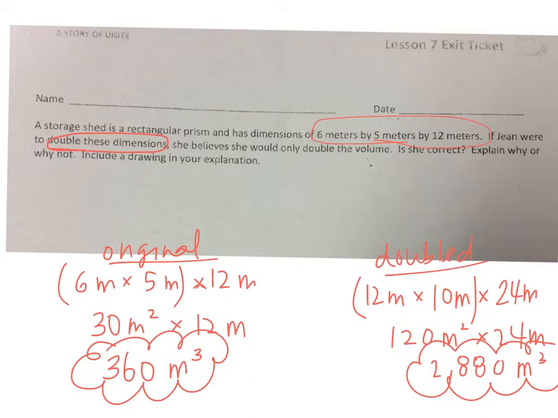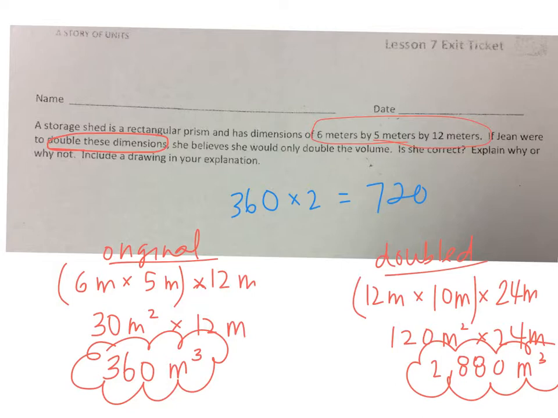Okay. What's 360 times 2? What's double of 360? 360 times 2 is 720. So is this volume, this doubled volume, double the original volume? No. It's bigger than 720, isn't it? So what does this teach you? If you double the measurements, do you also double the volume? No, you more than double the volume.